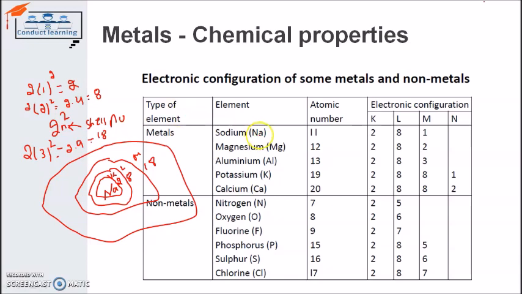According to that, the sodium atomic number is 11. So its 2 electrons are covered in the first shell, 8 electrons are covered in the L shell, and only 1 electron is left, which is there in the third shell. So to get stable, it requires 7 more electrons in its last shell.